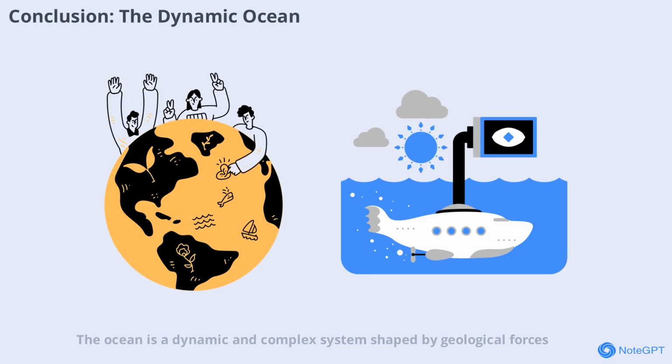The ocean is a dynamic and complex system, shaped by geological forces, physical processes, and the interplay of wind, water, and life. From plate tectonics and ocean currents to waves, tides, and marine ecosystems, every aspect is interconnected. By studying oceanography, we gain insights into Earth's past, present, and future. Whether you're preparing for a competition or simply fascinated by the sea, understanding the ocean's dynamics is key to appreciating our planet's incredible diversity and resilience.